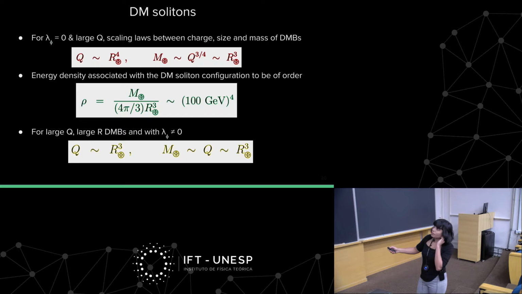If you turn on the self-interaction, then these scaling laws actually change. So instead of R to the 4, it becomes R Q. Instead of Q to the 3/4, it becomes Q.